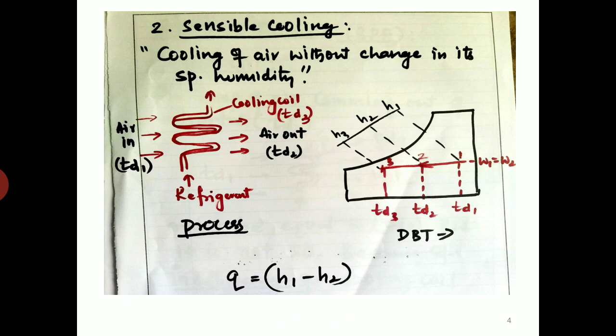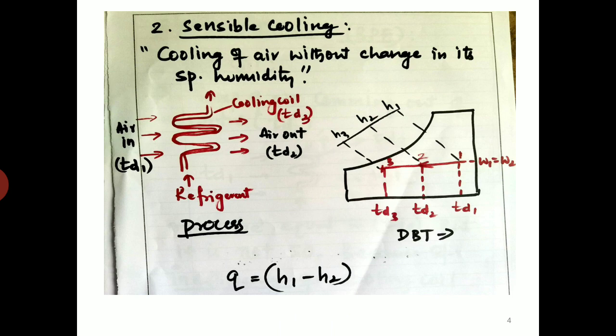Next is sensible cooling, which is cooling of air without changing its specific humidity. Cooling means a refrigerant has to be used here in order to absorb the heat, so that cool air is passed out. TD1 is the inlet temperature, TD2 is the outlet temperature where we get cool air, and TD3 is the cooling coil temperature. This is the process that takes place. This type of method can be used in a summer air conditioning system.